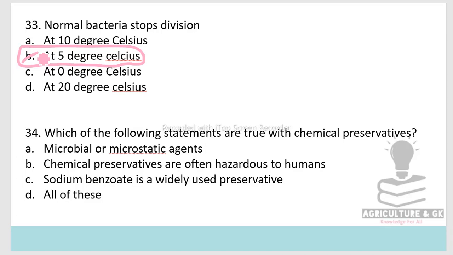Now moving next. Which of the following statements are true with chemical preservatives? Microbicidal or microbistatic agents. Chemical preservatives are often hazardous to humans. Sodium benzoate is a widely used preservative. All of these. So this is what we have already discussed. Sodium benzoate is a widely used preservative, and we also know chemical preservatives are often hazardous to humans, and these are microbicidal or microbistatic agents. So our answer will be all of these. Option D is the right answer.